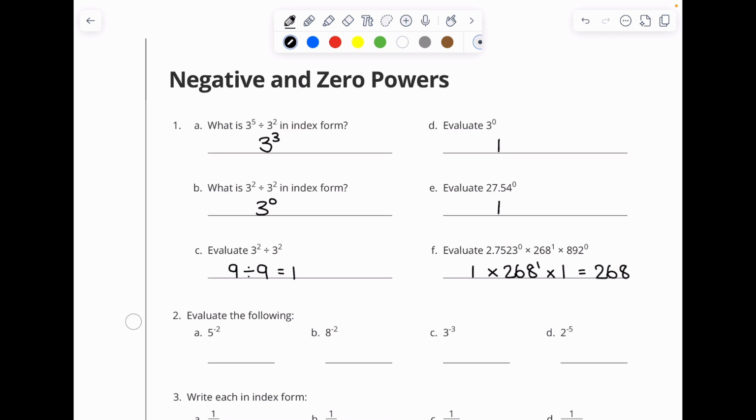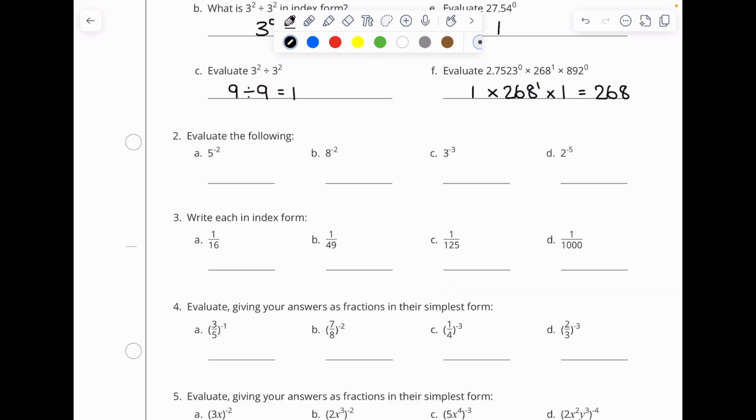Moving on to question 2 then, so on to our negative indices. If we know 5 squared is 25, 5 to the minus 2 is 1 over 25. If we know 8 squared is 64, 8 to the negative 2 is 1 over 64. Remembering negative powers are the reciprocal. 3 cubed is 27, so 3 to the minus 3 is 1 over 27. 2 to the 5: 2, 4, 8, 16, 32. So we have 1 over 32.